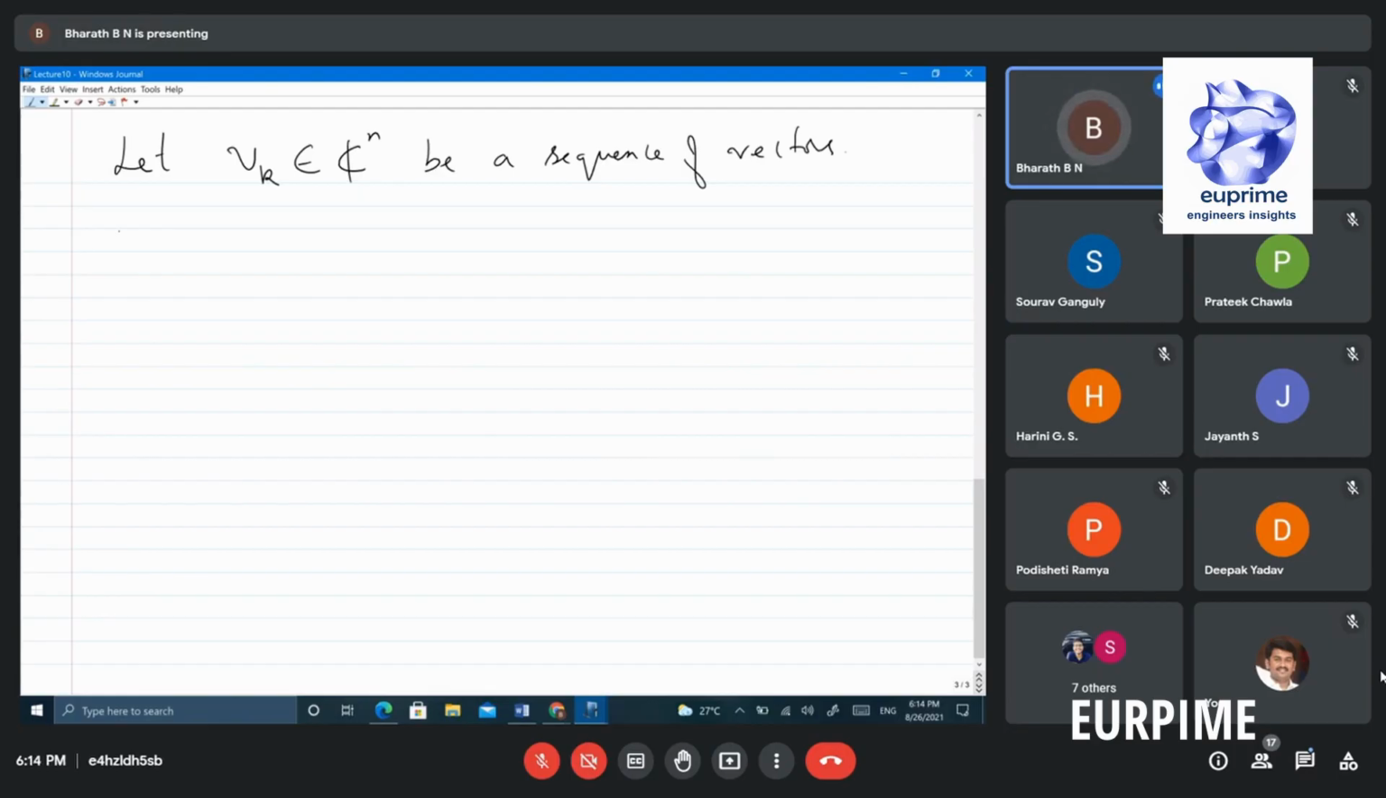So let's look at the definition of what we mean by convergence. We say that Vk converges to, let's say, V star, if... I need not do the epsilon delta definition here. Why?